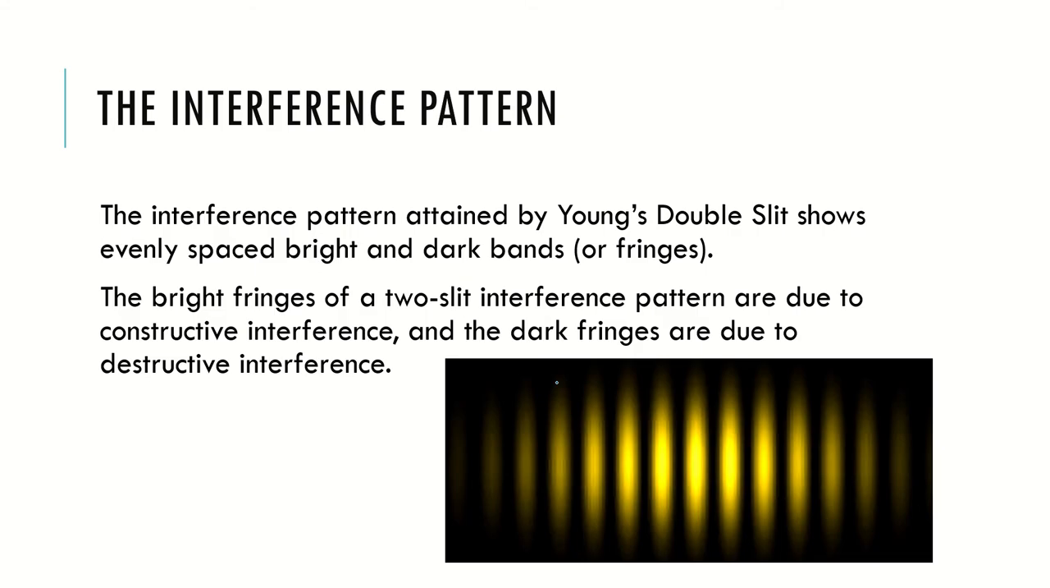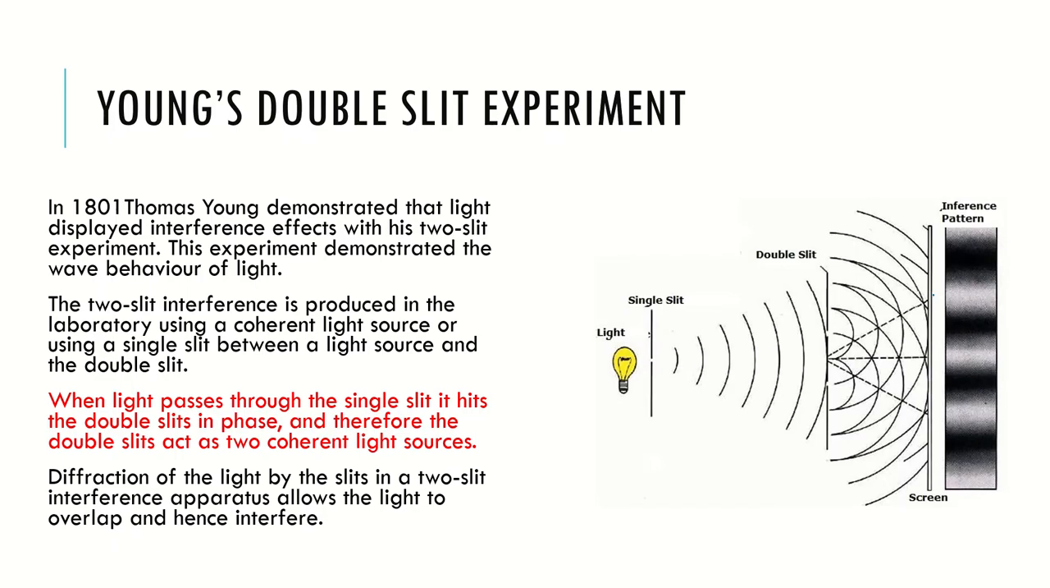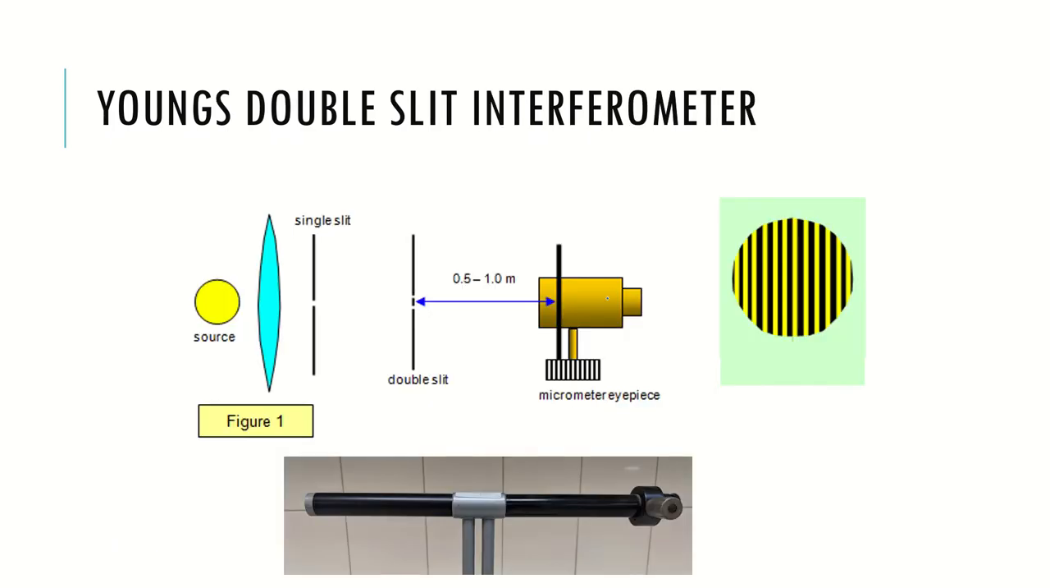Sometimes they're called dark bands or fringes. So there was brightness in the middle because it underwent constructive interference, and then darkness because it underwent destructive interference, and then constructive, destructive, constructive, destructive, as it hit the screen inside the little eyepiece.